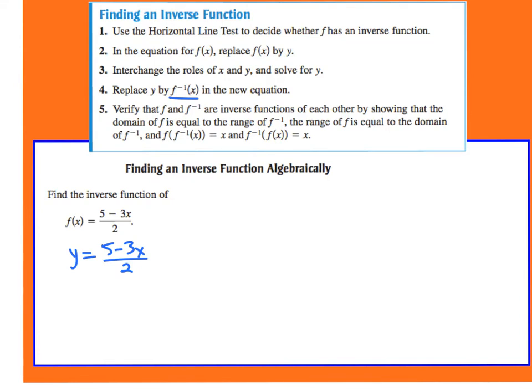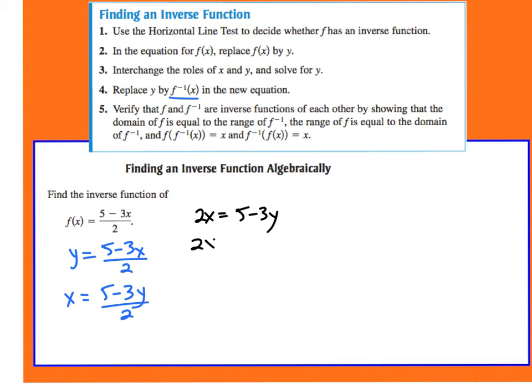Switch x and y. So now when I switch x and y, I get x is equal to 5 minus 3y over 2. And what do we need to do now? This is where all the good work comes. We need to multiply by 2. We need to solve for y. So we need to multiply by 2. So then we're left with 2x equals 5 minus 3y. And then what?